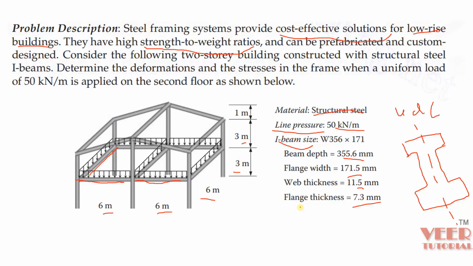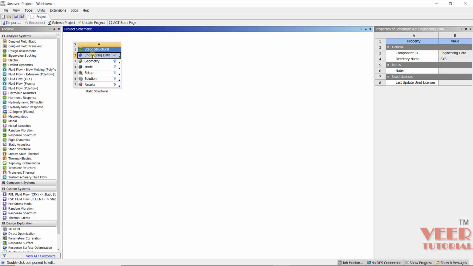Hello friends, in this lecture we will continue solving this problem of steel frame member. So now let's go to ANSYS. By default I am taking the material that is structural steel. In ANSYS there is always the material defined for the structural steel. So now we are not going to define any material from here.